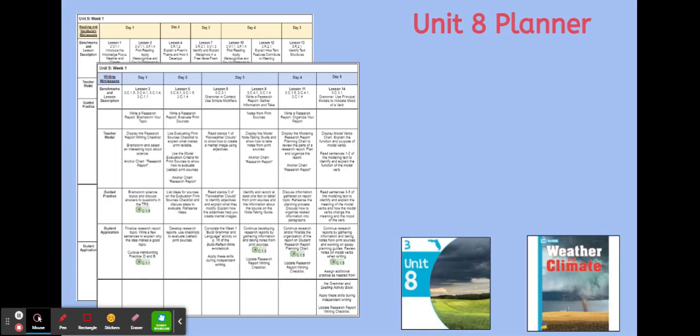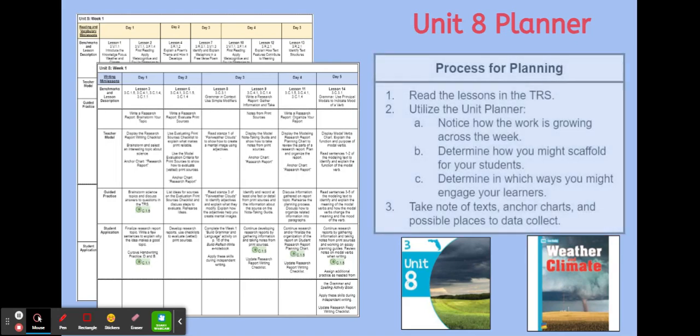You will want to spend time now noticing the work that will be taking place. You might decide to start by reading the lessons in your TRS while utilizing the planner to notice how the work is growing across the week and then unit. Determine how you might scaffold for your students and determine in which ways you might engage your learners. You will want to take note of the text that will be used, anchor charts that will be made, and opportunities for data collection.